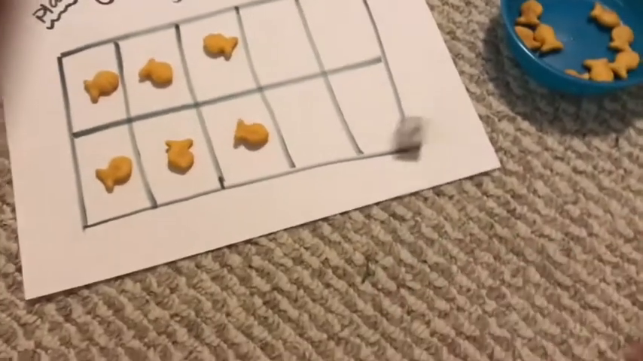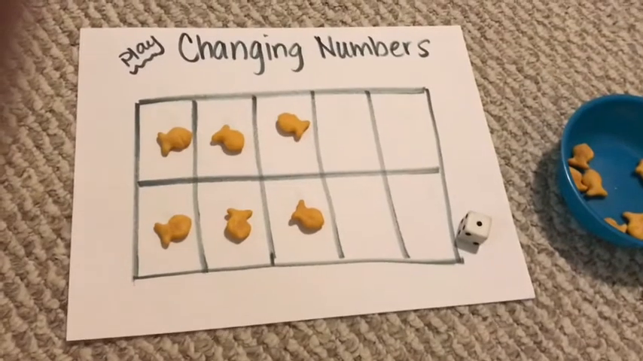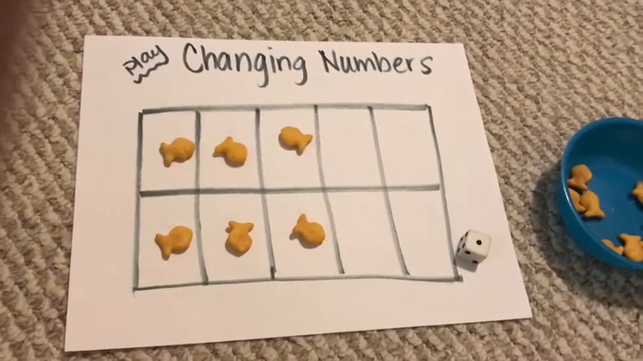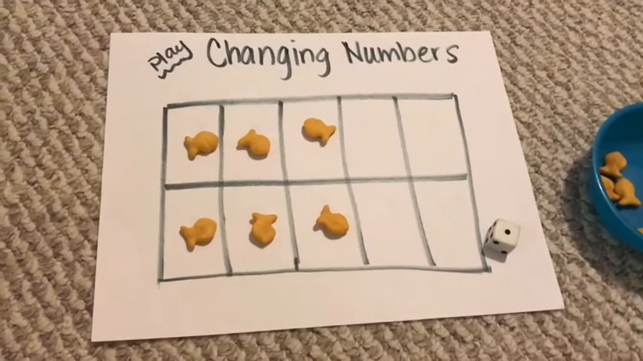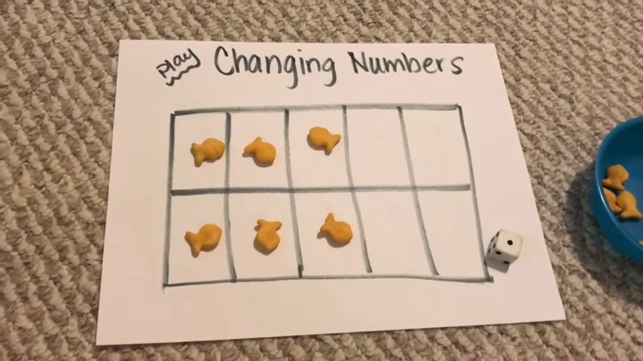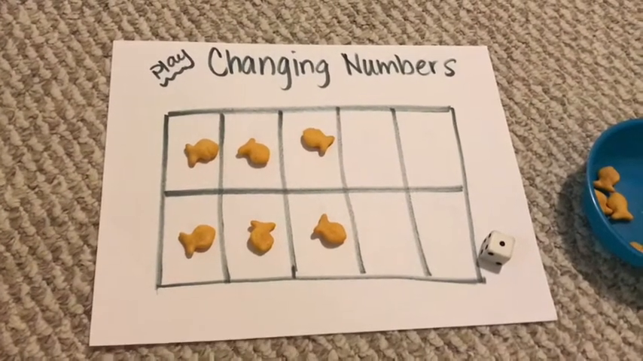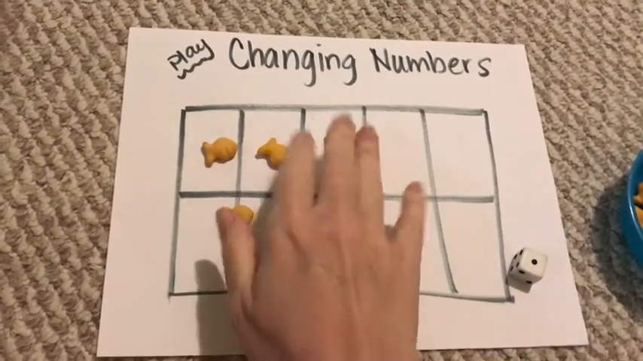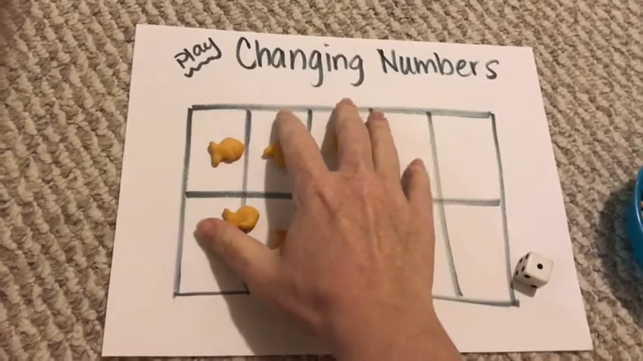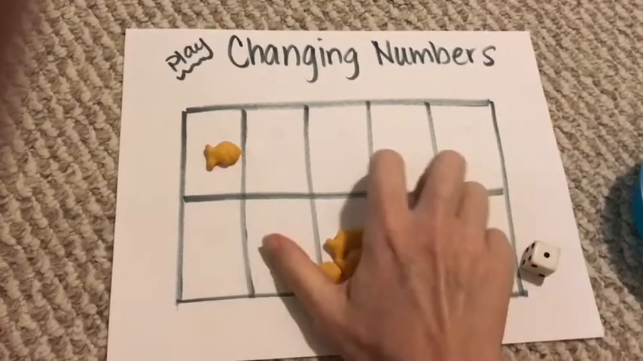You roll again. 1. Ooh, okay. Am I going to have to take off fish or put on fish? Well, I'm going to have to take off fish. How many fish do you think I'm going to have to take off to get to 1? Give them some think time. I'm going to have to take off 5, and then I should be level 1. Okay, go ahead and check. And let them go ahead and check and see if they were right.